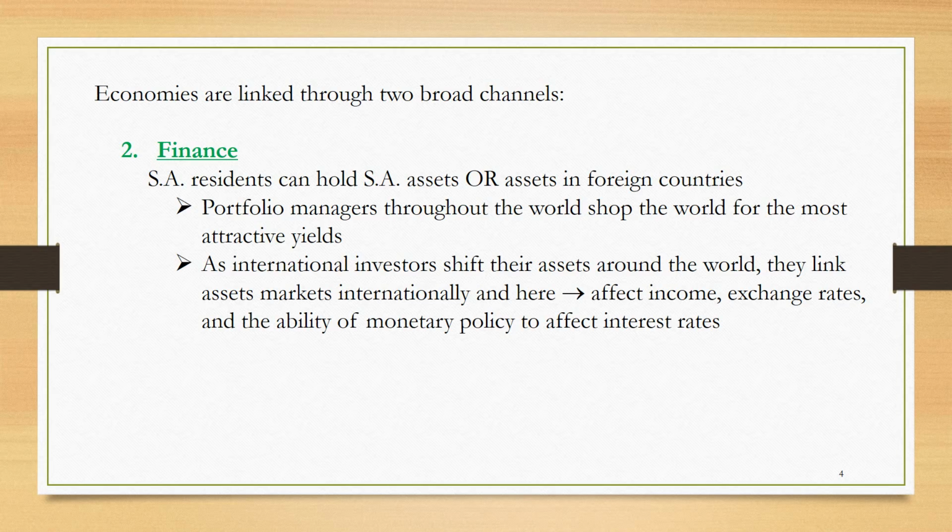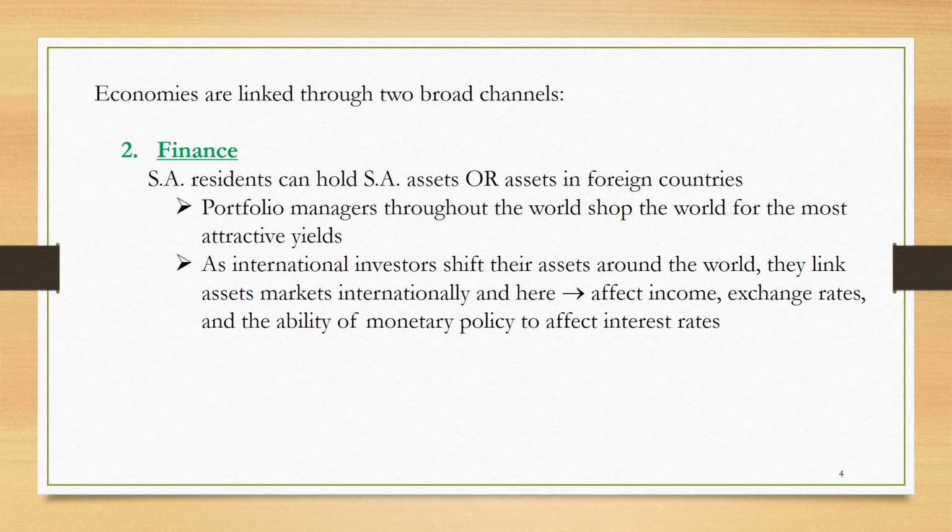So portfolio managers are constantly shopping the world to find the most attractive yields. So they're linking asset markets. And this affects how monetary policy can influence interest rates. This is something that's important to us and we will talk more about later on. Whilst the US is considered a relatively closed economy, its trade links are still important. A country like Singapore is extremely open. Imports and exports form a large share of total GDP.